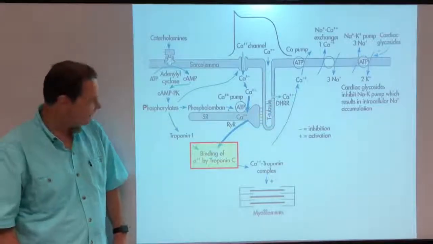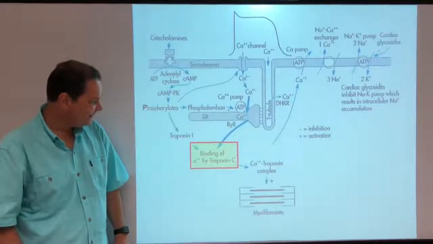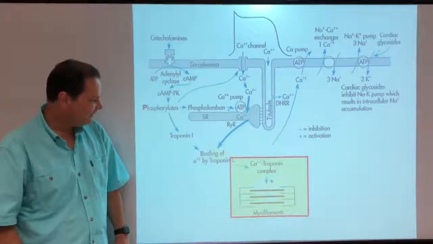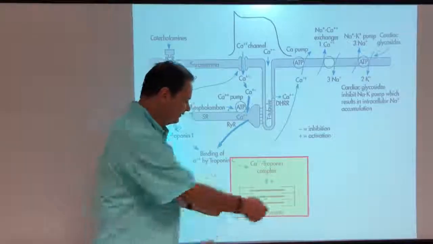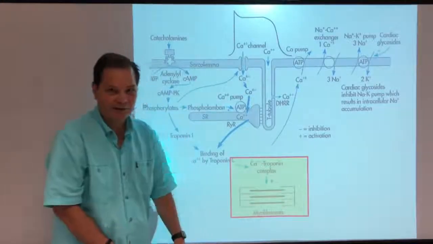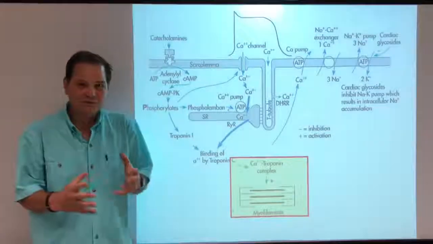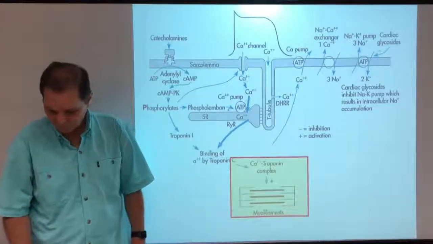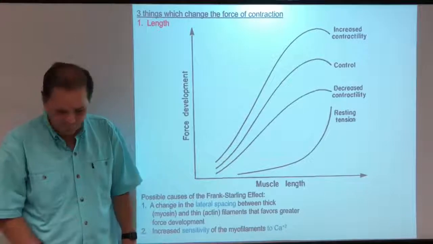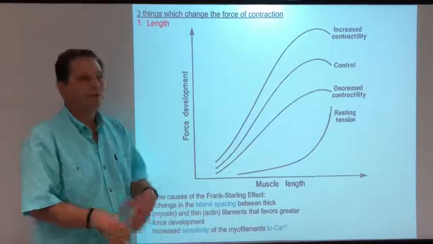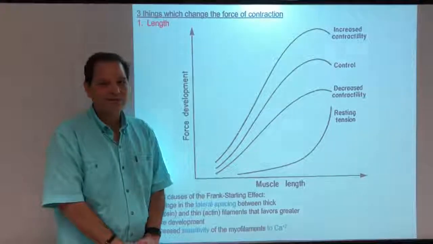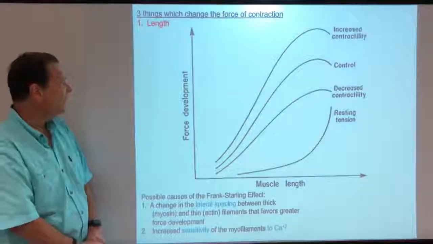And that calcium binds to troponin C, and that causes our myofilaments to contract in our sliding myofilament mechanism, okay? And we get contraction of the cell, all right? Now, there are three things that alter the way that that cell contracts, all right?